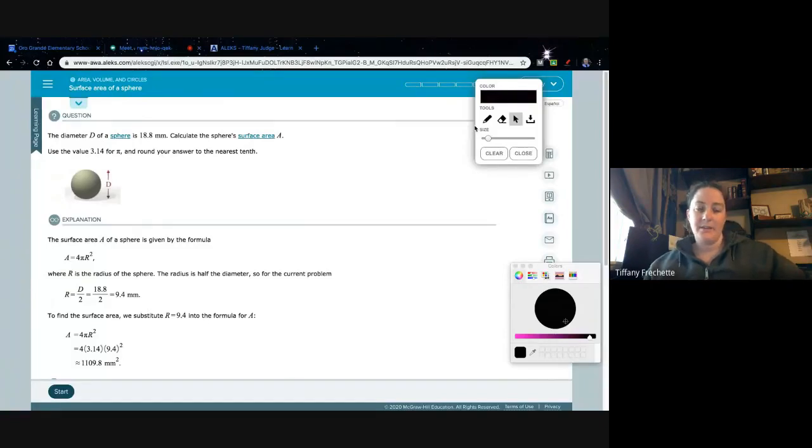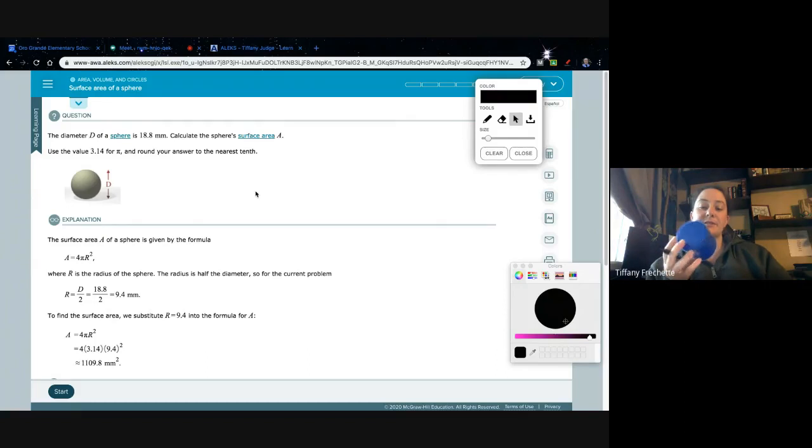Surface area of a sphere. All right, so we've all done quite a few surface areas at this point in the last couple weeks. Sphere is a little different because you don't have the different surfaces to add together. Like we did the surface area of a cylinder not that long ago. I have this one sitting next to me still.